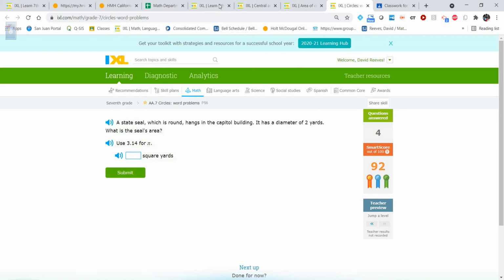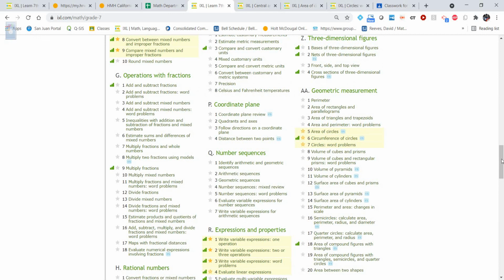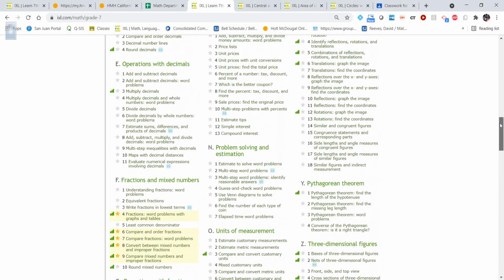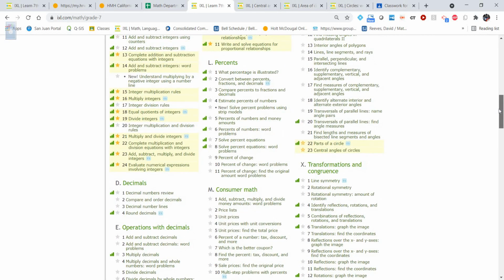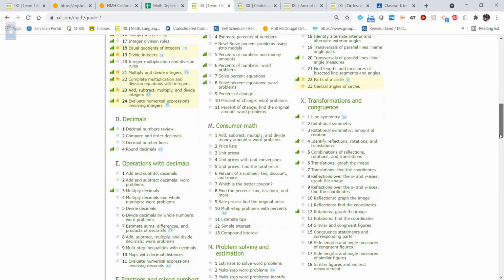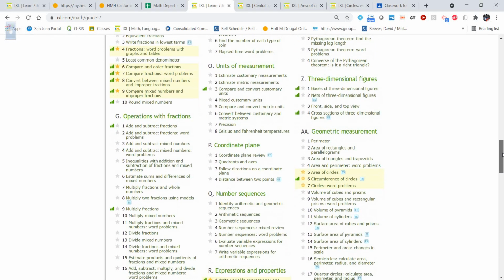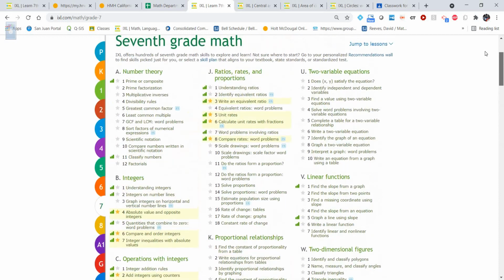Wonderful. All right, so there are some skills on IXL that we worked through. We found the central angles of circles that were missing. We found the area of a circle, and we did some problem solving on circles.